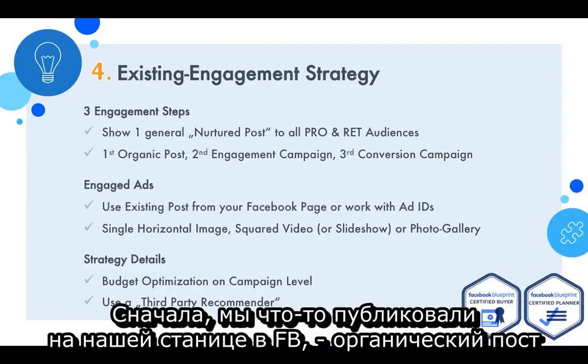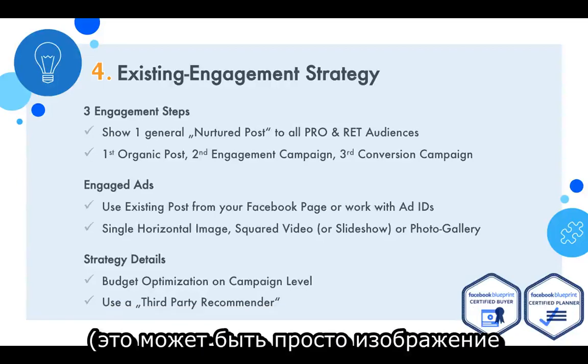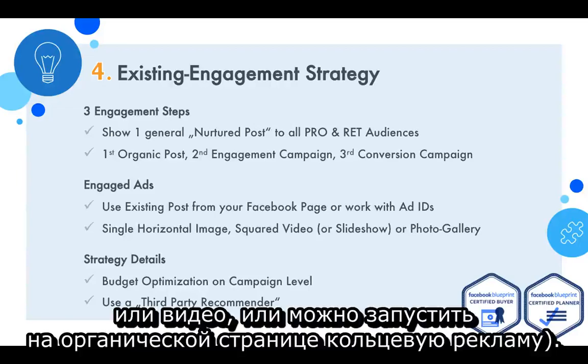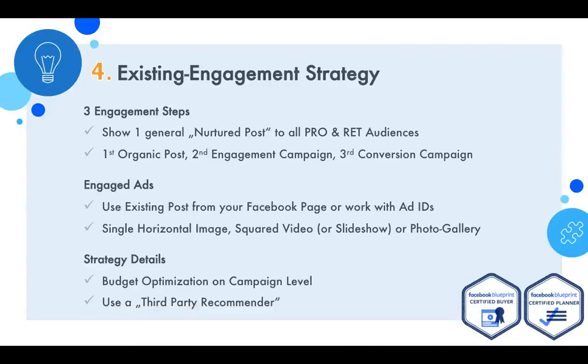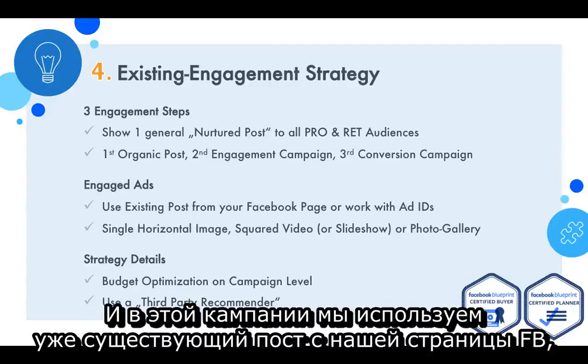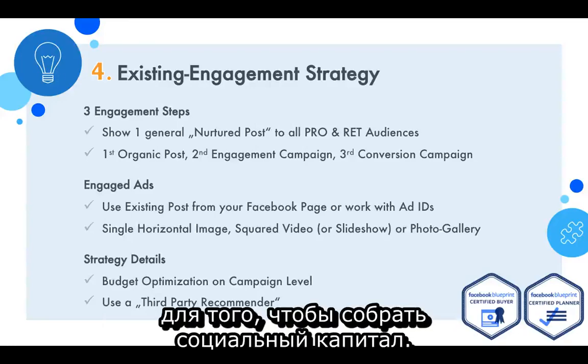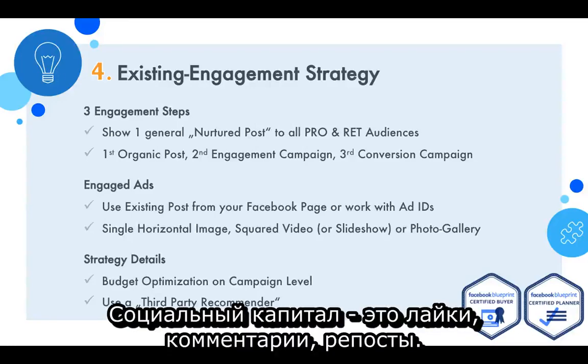First, we posted something on our Facebook page, an organic post, which could be either a single image or a video, or you could also already post a carousel on your organic page, and then you take that in the second step and create an engagement campaign. And in the engagement campaign, you use this existing post from your Facebook page in order to collect social proof. So social proof is likes, comments, shares.